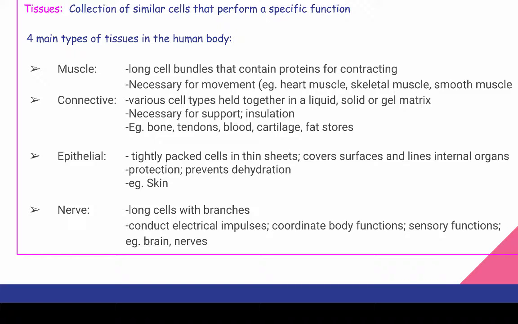And fourthly, we have our nerve tissue. Those are long cells with various extending branches. They conduct electrical impulses, they coordinate body functions, they take care of your sensory functions, and that of course would include tissue in your brain, spinal cord, and various nerves. So you should be familiar with those four types of human body tissues and be able to describe them.